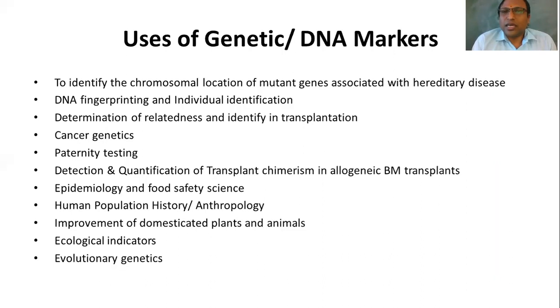The second use is DNA fingerprinting and individual identification, then determination of relatedness and identity in transplantation, then cancer genetics, paternity testing, detection and quantification of transplant chimerisms in allogenic bone marrow transplants, then epidemiology and food safety sciences, human population history and anthropology, improvement of domesticated plants and animals, ecological indicators, and evolutionary genetics. So these are the different things we can understand and use genetic markers for.